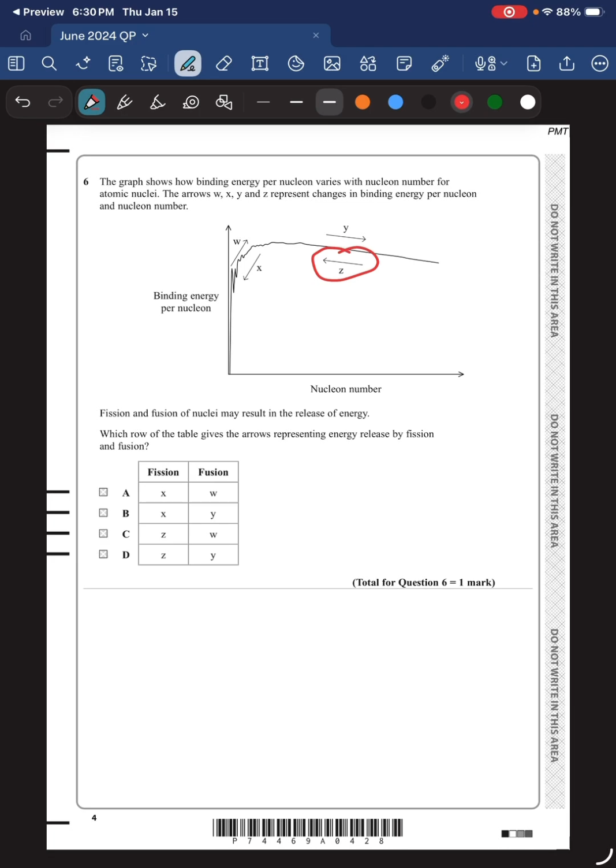this is the part where fission occurs. Okay, so about there is iron 56. Therefore, to the right, fission causes energy release, and to the left, fusion causes energy release. So W and Z. So C is the correct answer. Okay.